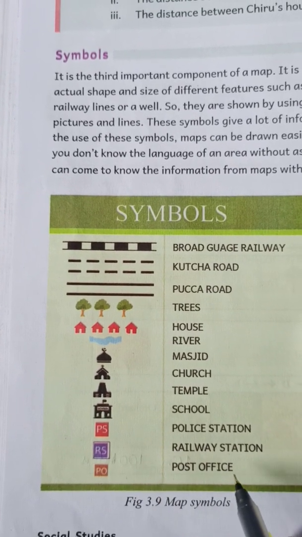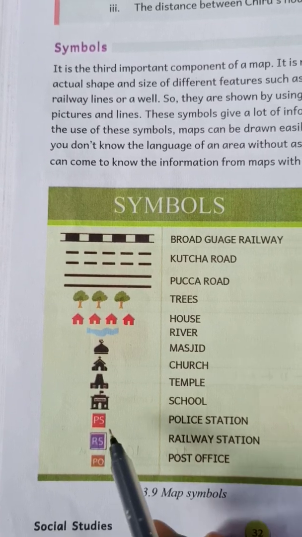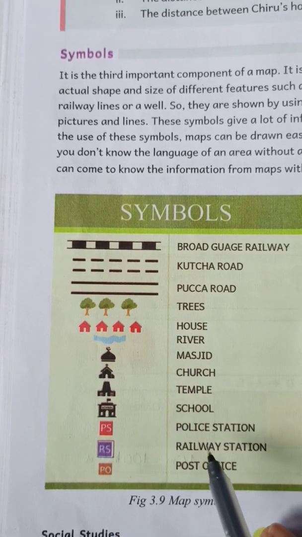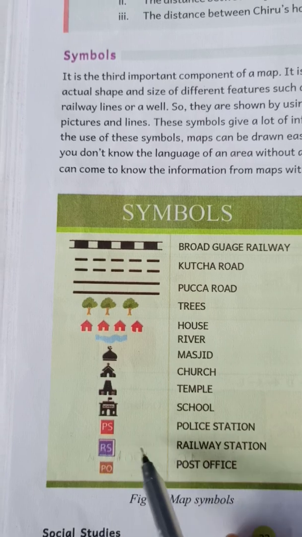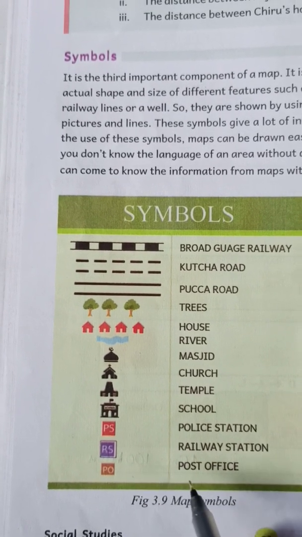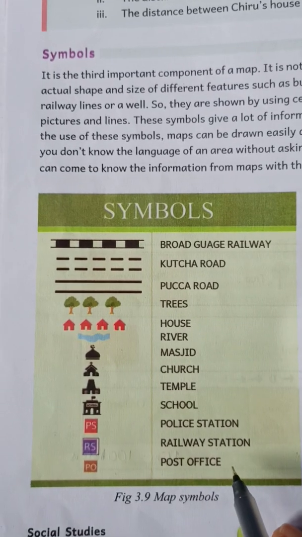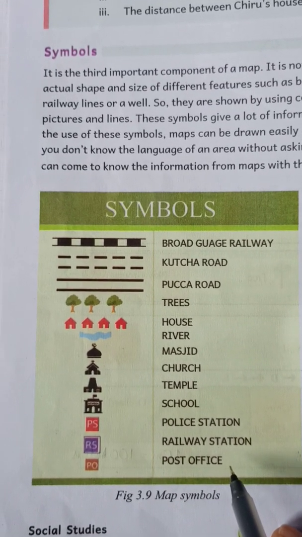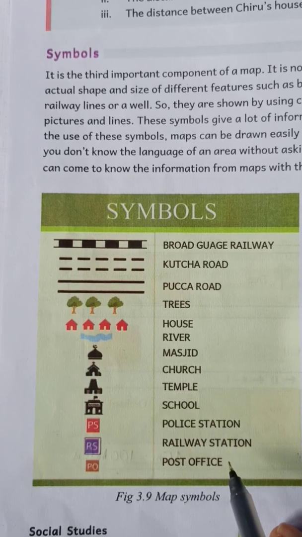PO, post office. These letters: PS means police station, RS the symbol of railway station, and PO the symbol of post office. Okay children, you understand? You must observe this carefully.